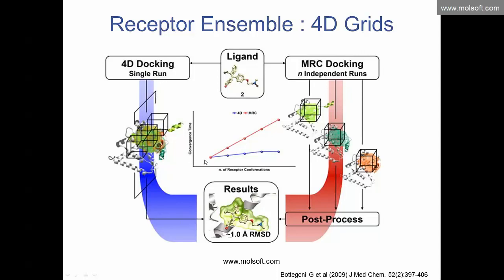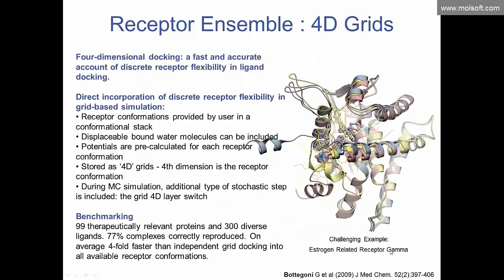The convergence time for the 4D is a lot shorter, and you get similar results as if you're doing it individually. And this method, 4D docking, was published by Giovanni Bottegoni, Max Totrov and Ruben Abagyan. So the receptor ensembles, 4D grids. Four-dimensional docking is a fast and accurate account of discrete receptor flexibility in ligand docking.